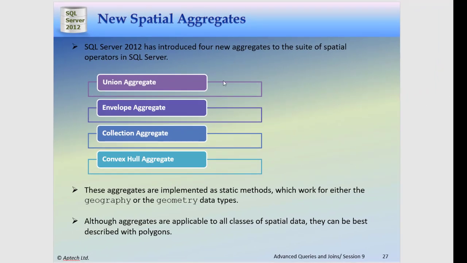We have new spatial aggregates. Now, these ones were introduced in SQL Server 2012, and they are namely union aggregate, envelope aggregate, collection aggregate, and finally we have the convex hull aggregate. These aggregates are implemented as static methods which work for either the geography or geometry data type. And although aggregates are applicable to all types of spatial data, they can be best described with polygons.